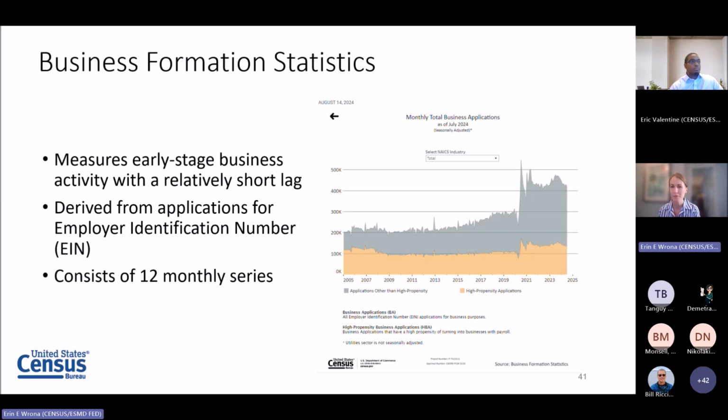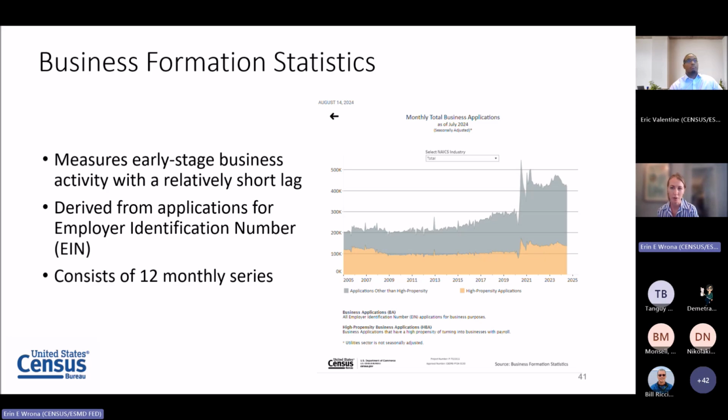So some background on BFS. It measures early stage business activity with a short lag. We release about 12 to 14 days after the end of the month. BFS is derived from applications for employer identification numbers, or EINs, and the IRS shares that data with us, so this is an administrative data product.